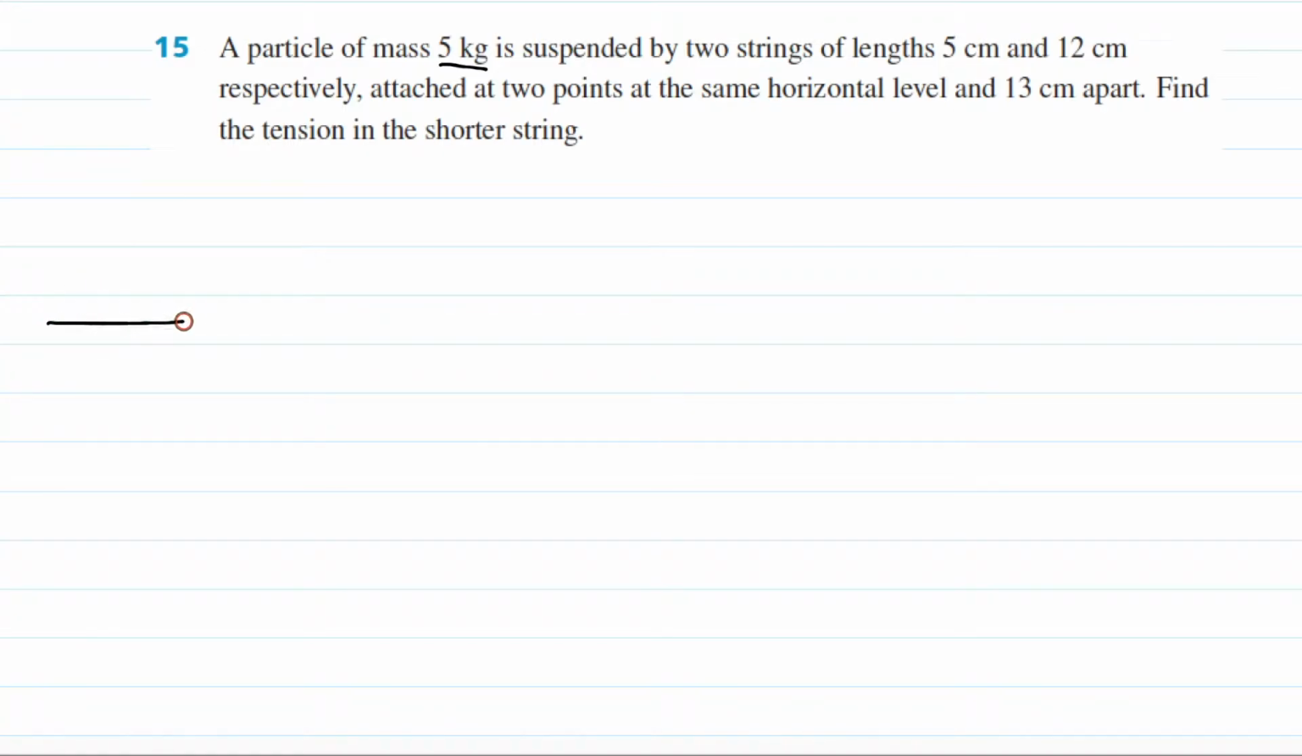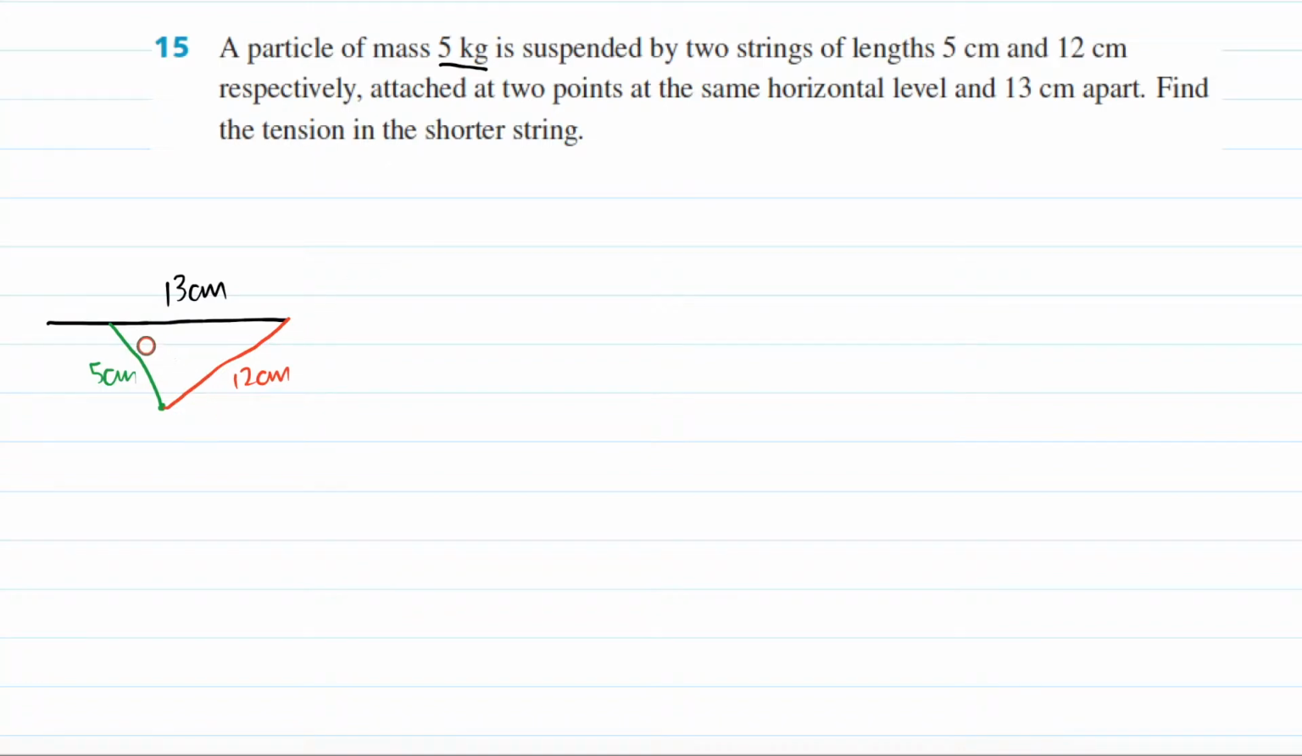So you have a horizontal level, you can call that the ceiling, think of it either way, and you have an object attached to two strings. So you've got the short string, 5 centimeters, and then you also have the long string, which is 12 centimeters. Right, and there's that object there, just attached with two strings. Obviously, this is in terms of centimeters. This is 13 centimeters apart.